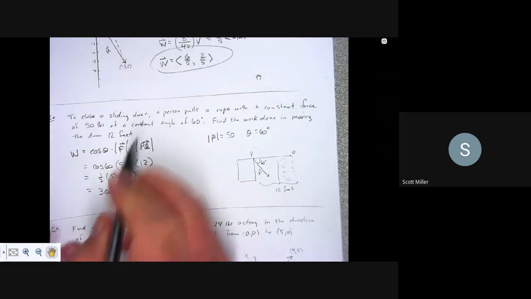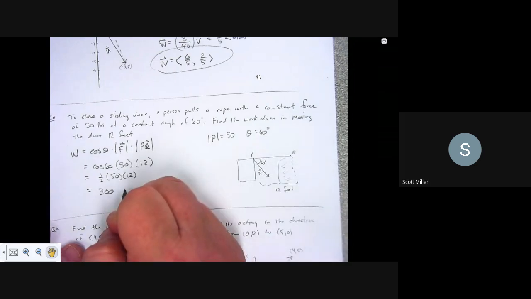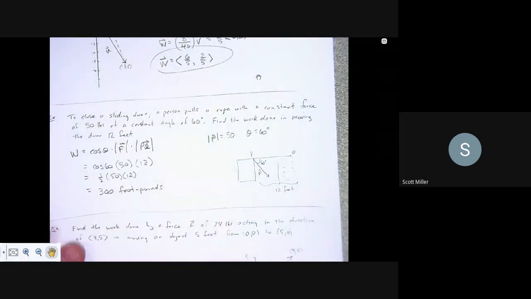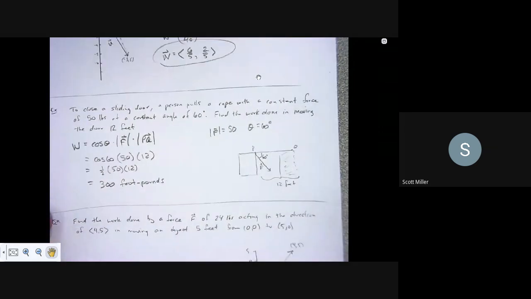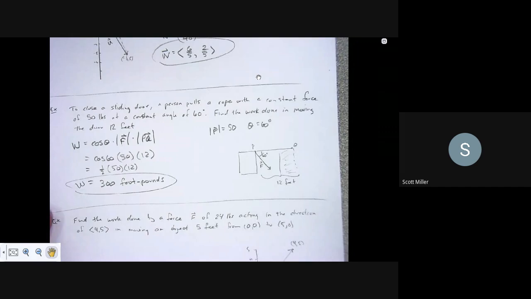The force is in pounds, the distance is in feet, and so you get this work unit, which is called foot pounds. You're going that many feet with that force of 50 pounds. So that's how you write the units for a work problem.